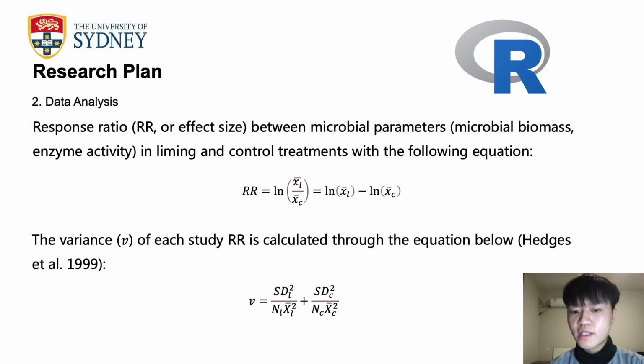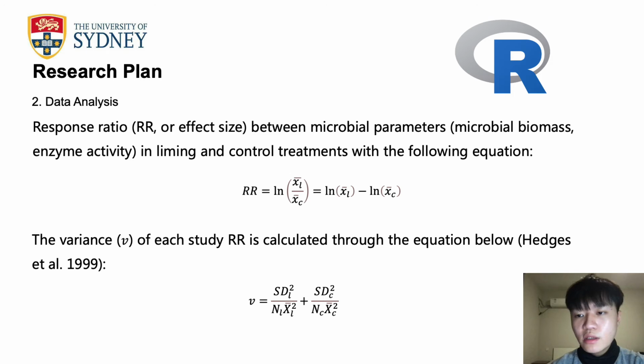After the first step of Section 3, the second part is to analyze the data collected before. As for statistical analysis, I will use the meta-analysis method. It has been widely used in agriculture and soil science and has contributed significantly to quantitative analysis of biological issues. In this meta-analysis, the effect of liming on microbial biomass and enzyme activity will be quantified as a response ratio between these two microbial parameters in liming and control treatment, with the following equation.